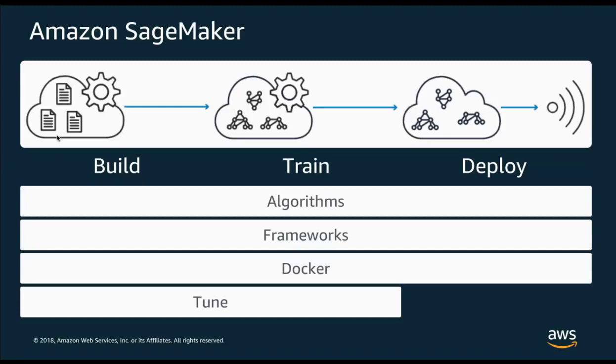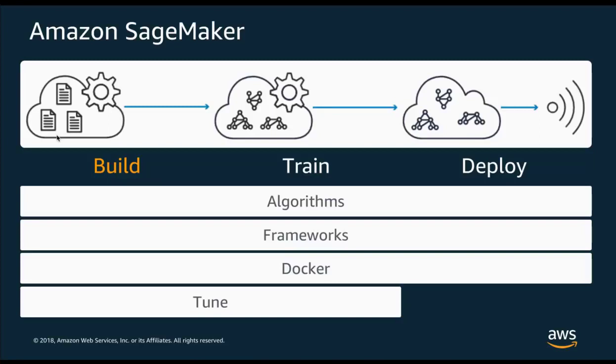And then on top of those three components, we've layered additional functionality like customized algorithms that we've developed in-house, pre-built framework containers that you can use to run your deep learning framework code, as well as the capability to bring your own algorithm with a Docker container, and then SageMaker's automatic model tuning, which can work with the algorithms, frameworks, or bring your own container to optimize your machine learning models by finding the best set of hyperparameter values.